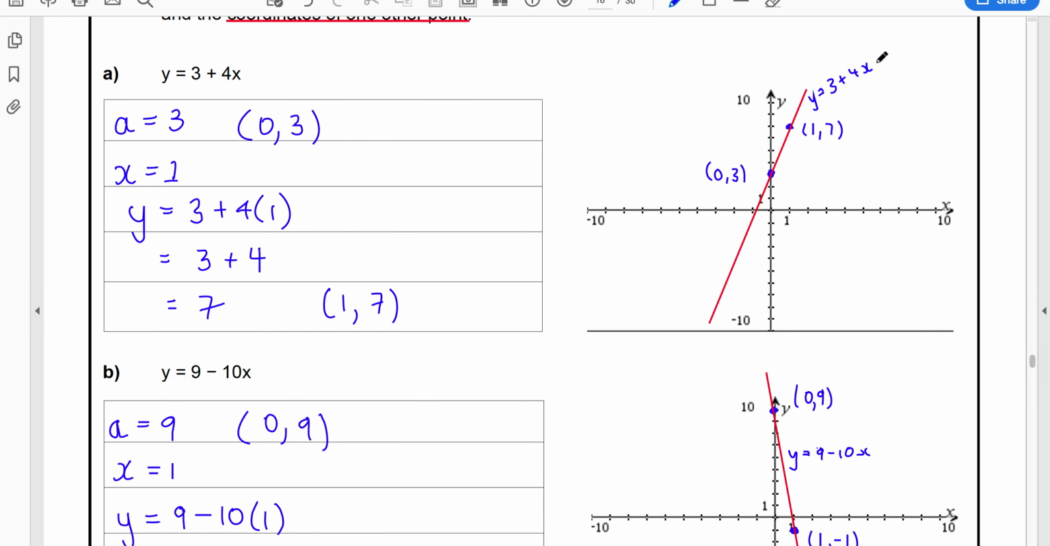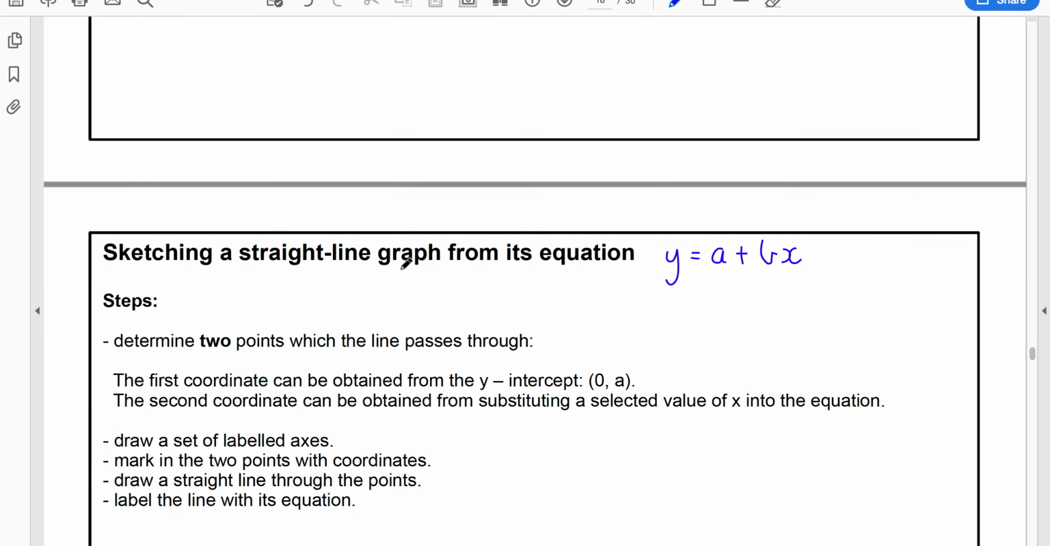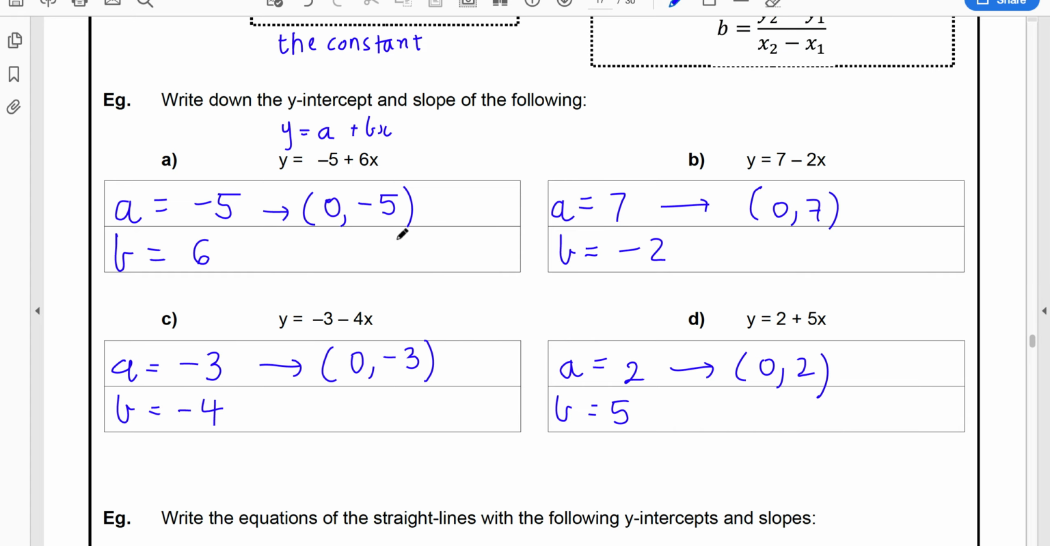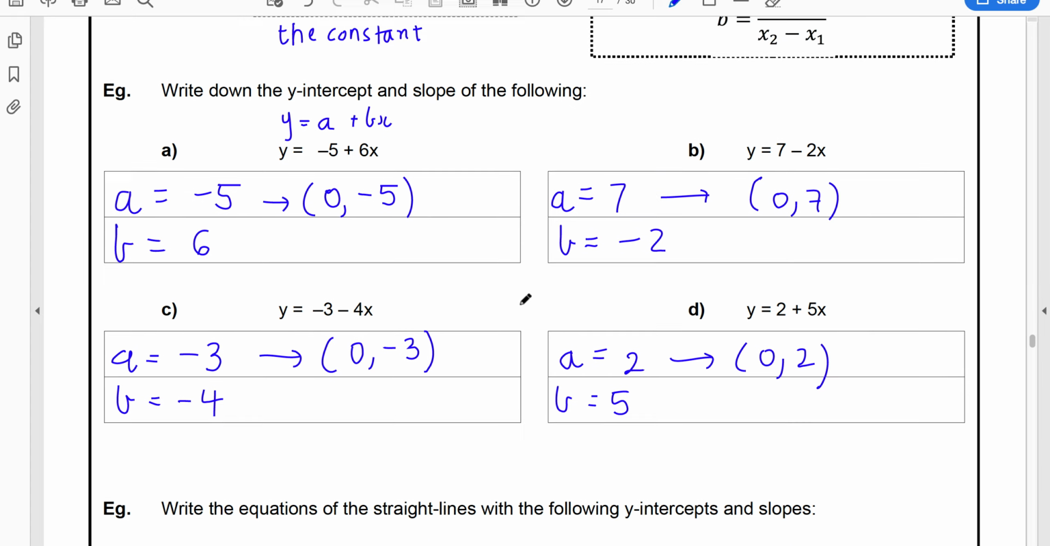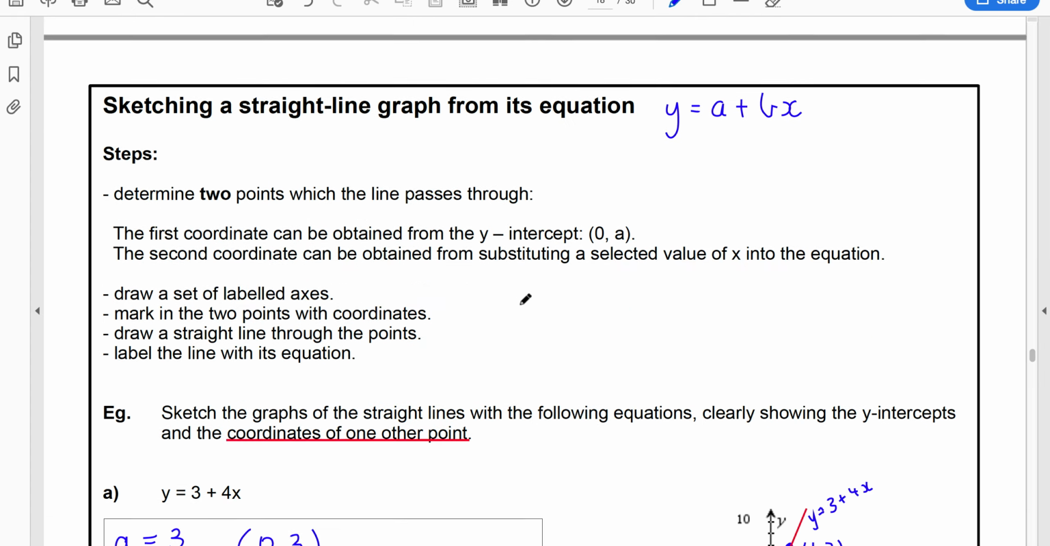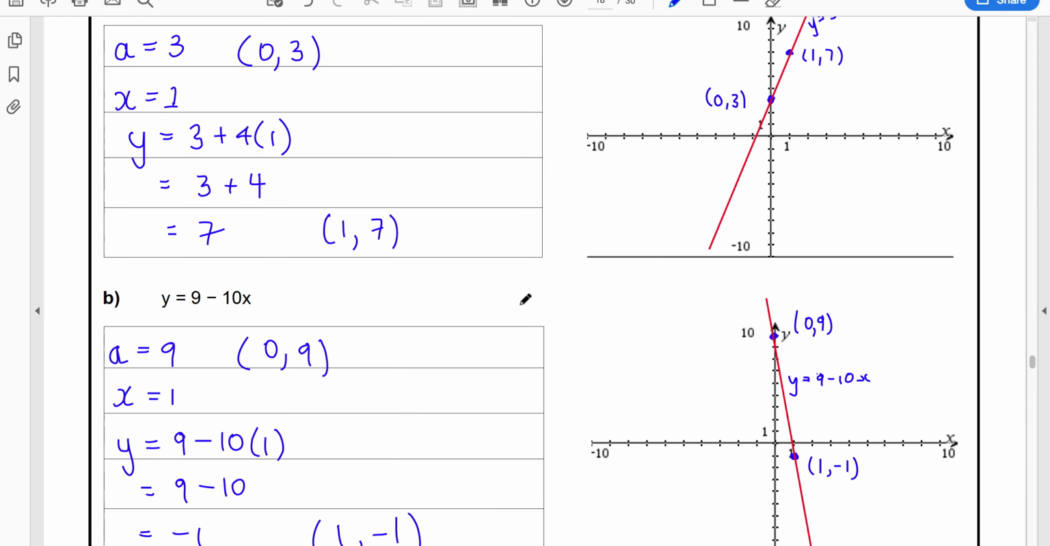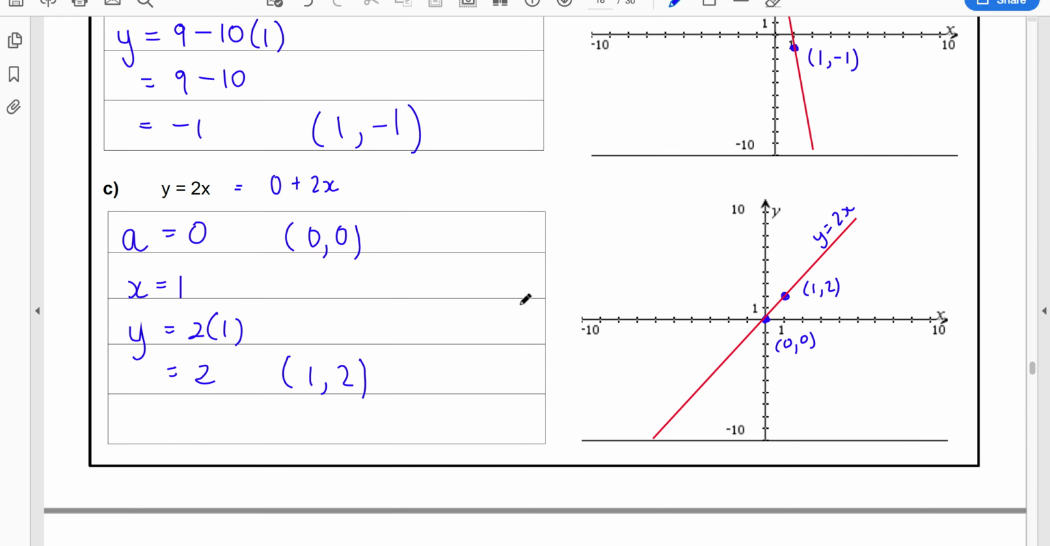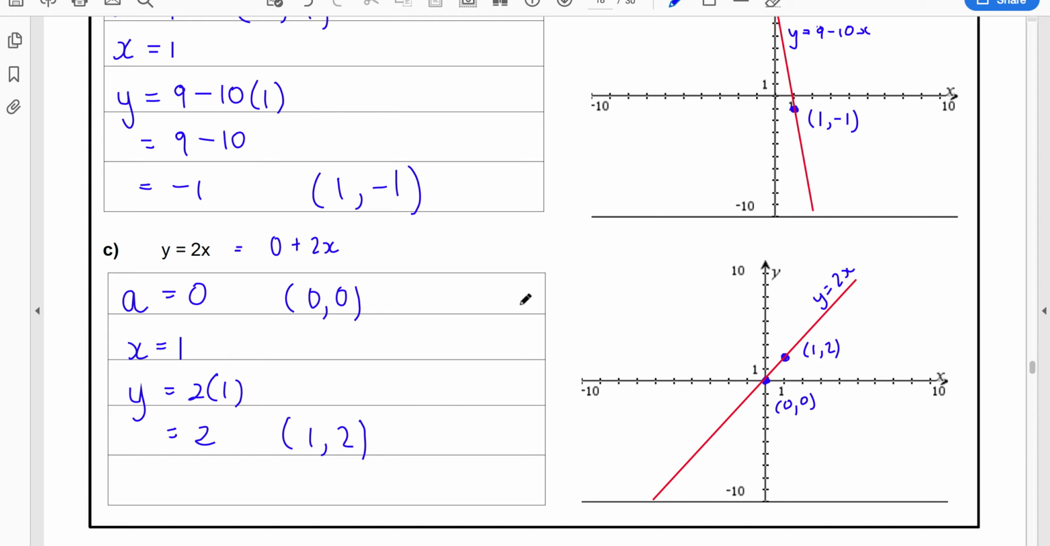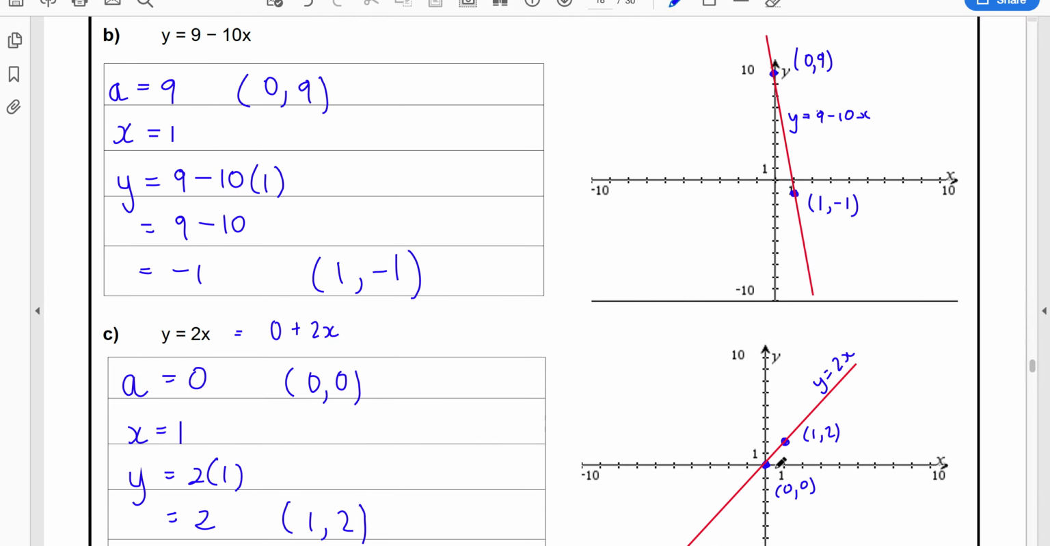All right, I'll stop there. So you are going to do an exercise where there's a little bit of this sort of thing. You're identifying the y-intercept and slope or writing the rule, and then you're going to have a little bit more practice of the sketching. So I'll leave that there. In the later lessons, we'll look at developing this equation from 2 coordinates rather than from the intercept and the slope.